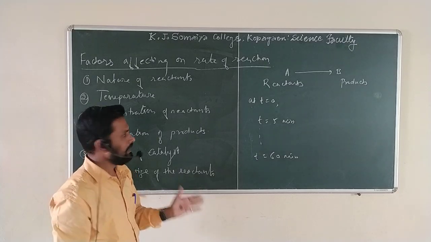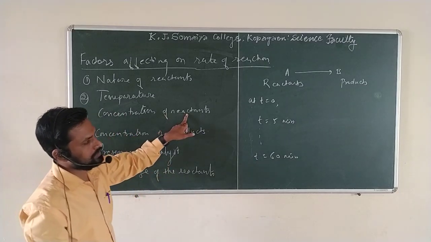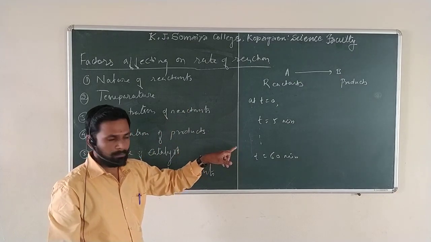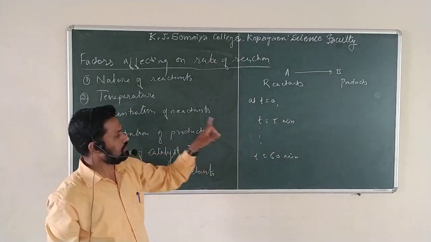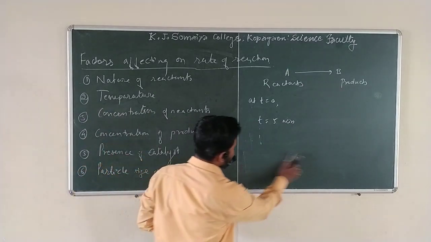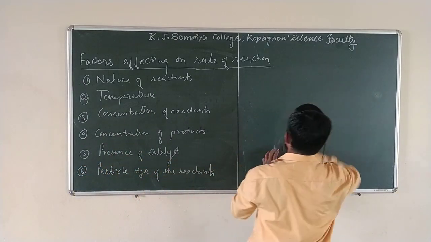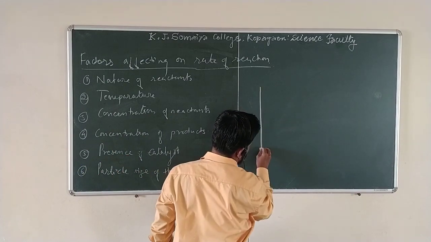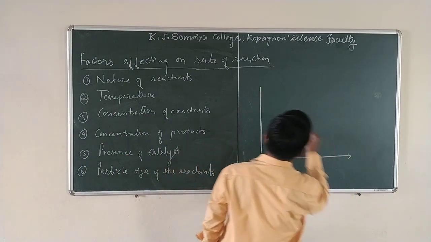What does it indicate? It indicates that when the concentration of the reactants is high, product formation is high. When the concentration of the reactants is less, then product formation will be less. So this can be explained with the graph.